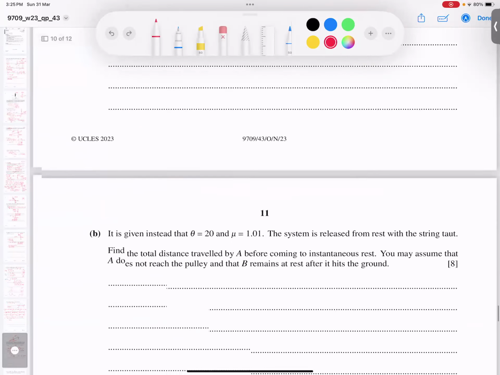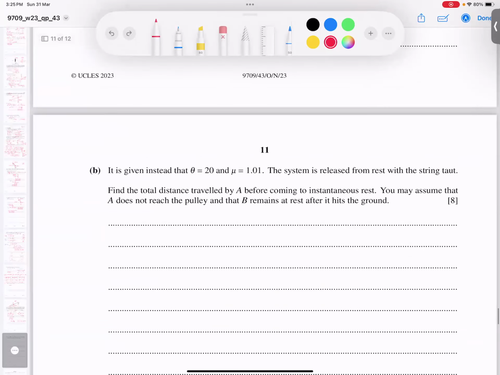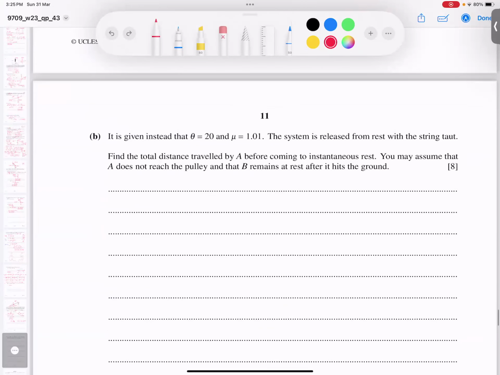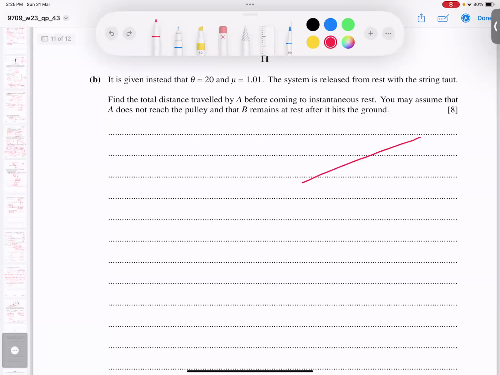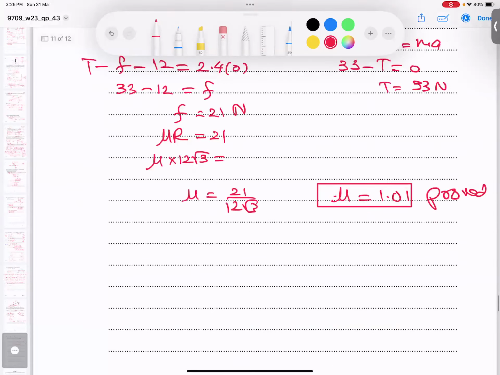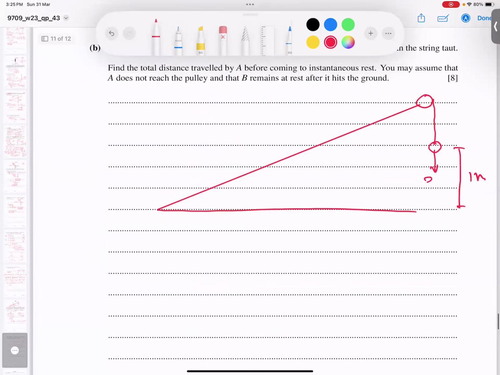Okay, next part. He said that instead the angle is 20 now, and the system is released from rest with the string taut. Find the total distance traveled before it comes to rest. So let's make the diagram a little bigger because this question is a little bit tougher. A pulley here, a particle is hanging here, and this is 1 meter, and this is 3.3, 33 newtons, the tension towards the pulley, and this particle is here.